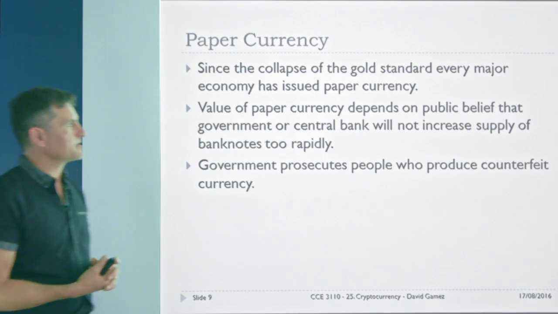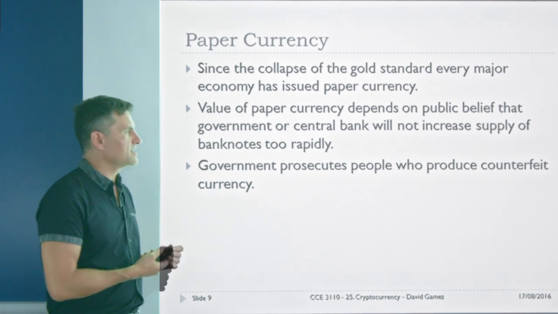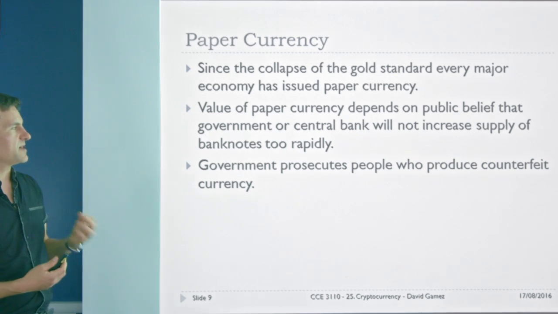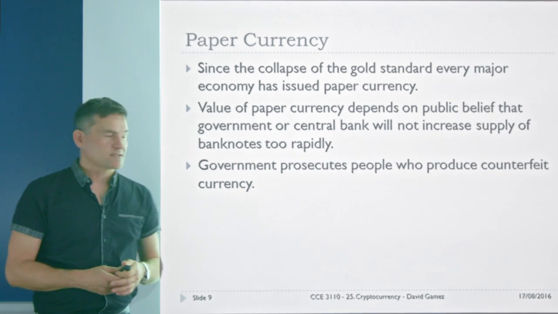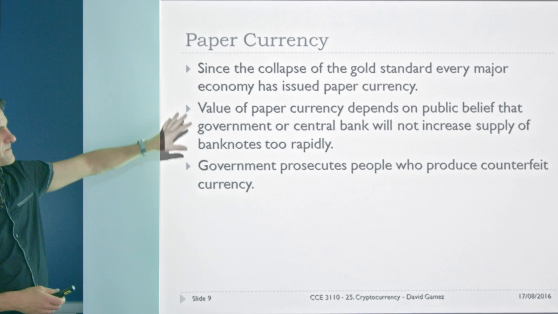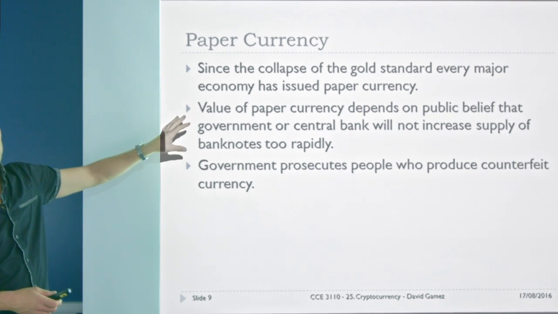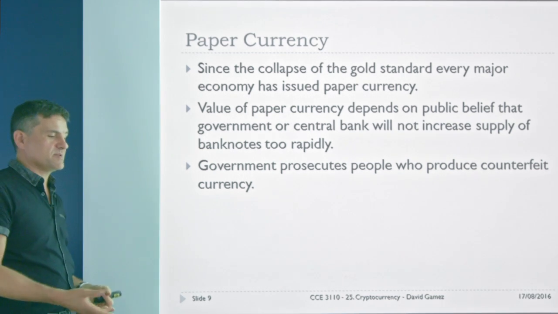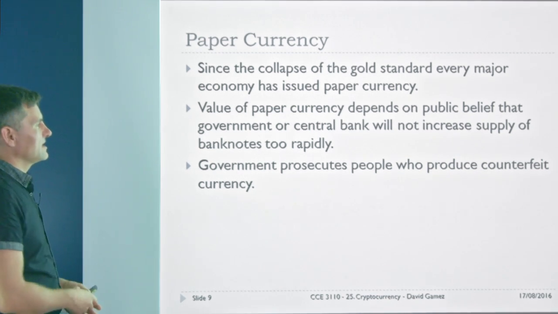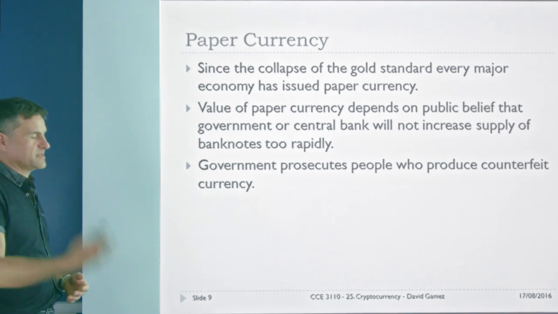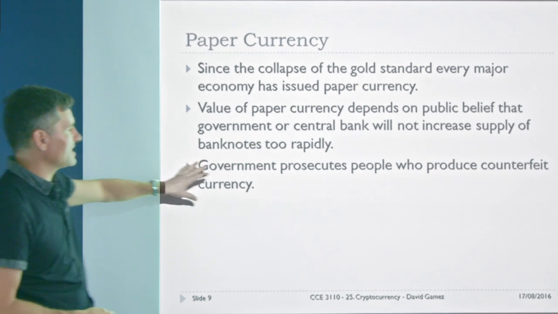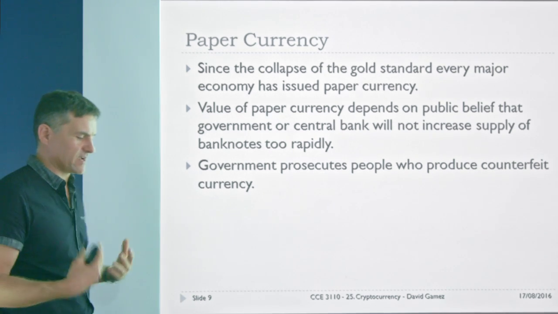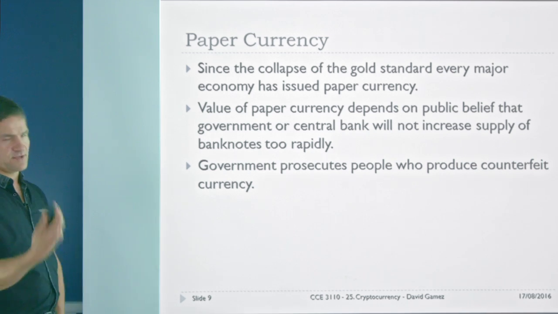So after the gold standard collapsed, almost every major economy has issued paper currency instead. And the value of the paper currency depends on the belief that the government or central bank will not increase the supply of banknotes too rapidly. So two things. The central bank or government has to limit the supply, otherwise you get inflation. Like today, my sheep is worth £5. Tomorrow, it's worth £10, and you get this escalating increase, which I'll talk about, hyperinflation. And you also need to prosecute people who produce counterfeit currency. There needs to be some way of establishing authenticity of the currency so that it can be publicly trusted.